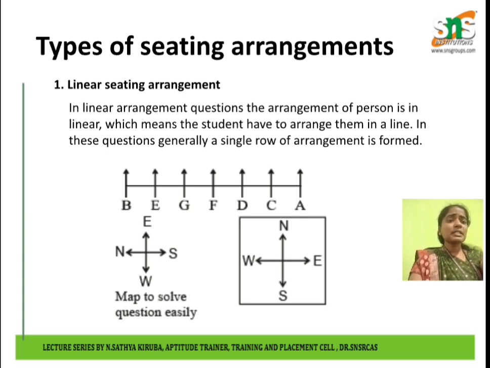Sometimes in linear seating arrangement, when students have to be arranged in a line, the questions generally use a single row, a set of students sitting in a single row, facing north, facing south, facing east or facing west. So based on the direction, you should mark it and solve the question.